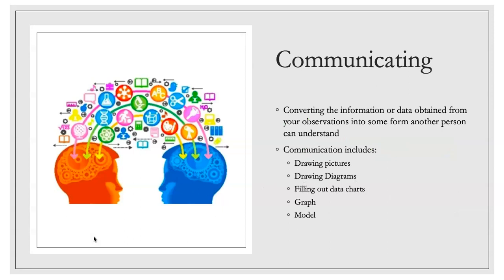We also want our students to be able to communicate science. Converting the information or data obtained from your observations into some form another person can understand. So communication does not mean that you have your students write a lab report. Communication can be your students drawing pictures of their observations, accurate pictures, drawing diagrams, filling out data charts and graphing that data, or even creating some sort of model. So those are alternative ways you can have your students communicate their science.